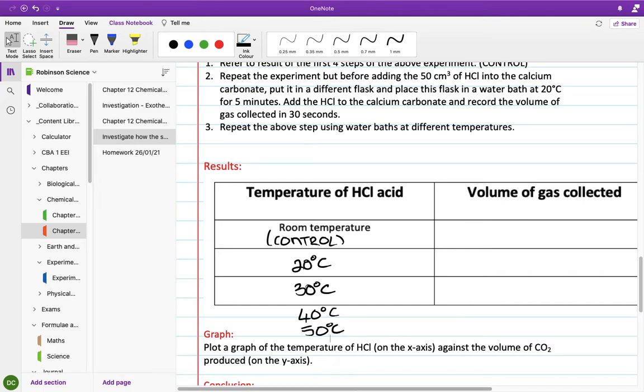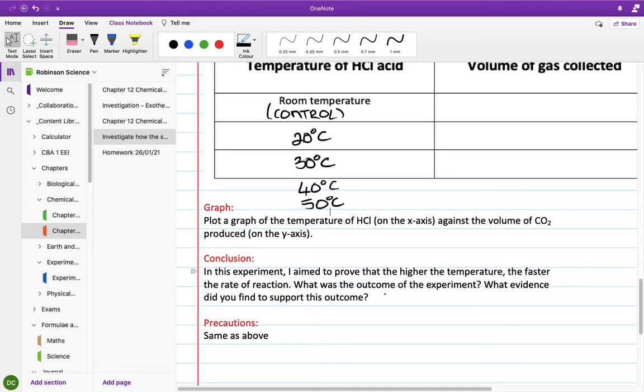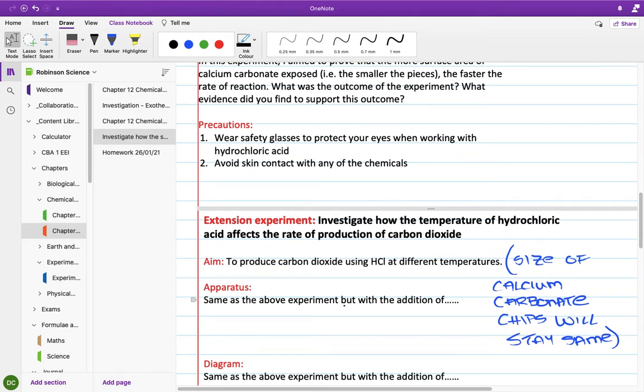Yeah? And then same again, put a heading for your graph, put a description for your graph, but you're not going to be able to draw it at the moment, so just leave a space. And the conclusion, you can write it, but where there is a question, leave space for the answer because you can't answer it until you've done it. And the precautions are the same for this experiment, it's essentially the same experiment.